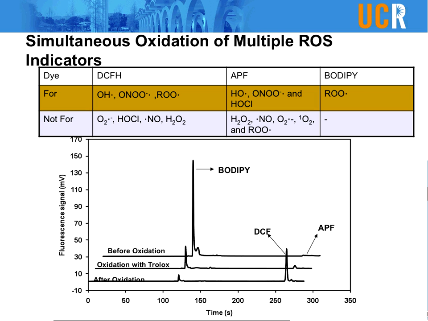oxidize. So for example, in this 3-dye system, we found only DCFH and the modified dye could be oxidized. That's why we reached the conclusion that it is something close to peroxide radical. And APF could not be oxidized in the system.